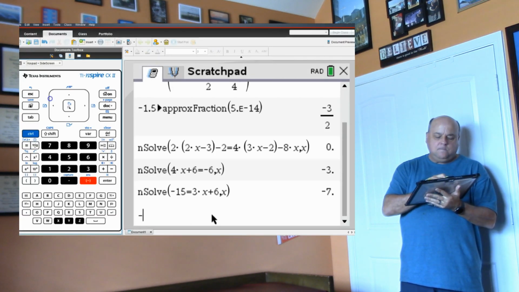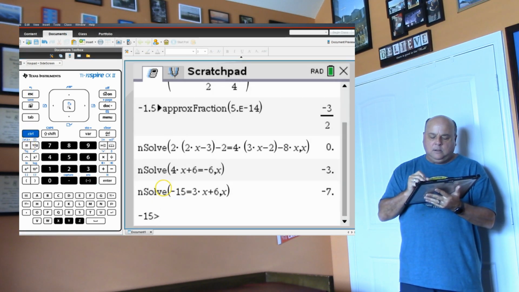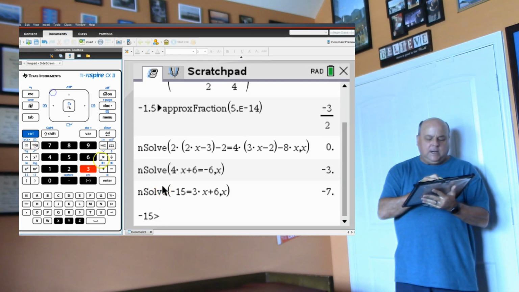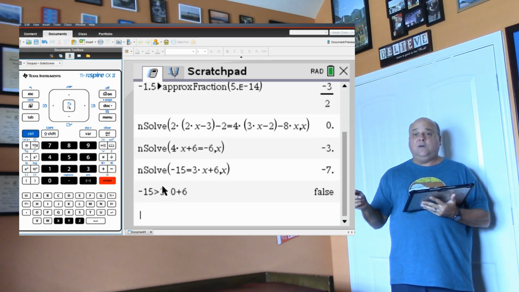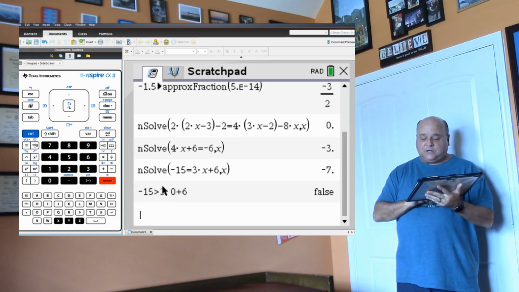Negative 15. And then you hit Control equal and you get that inequality. And then it's 3 times 0 plus 6. Hit enter and you get false again, don't you? That means 0 does not work. The other side is going to work.